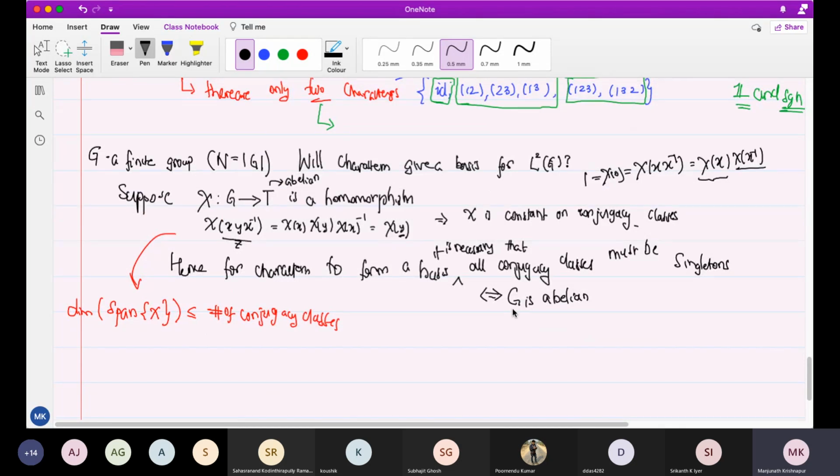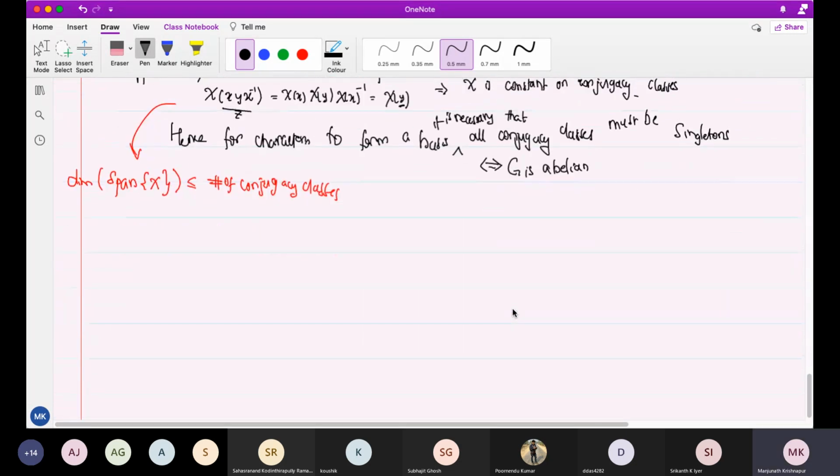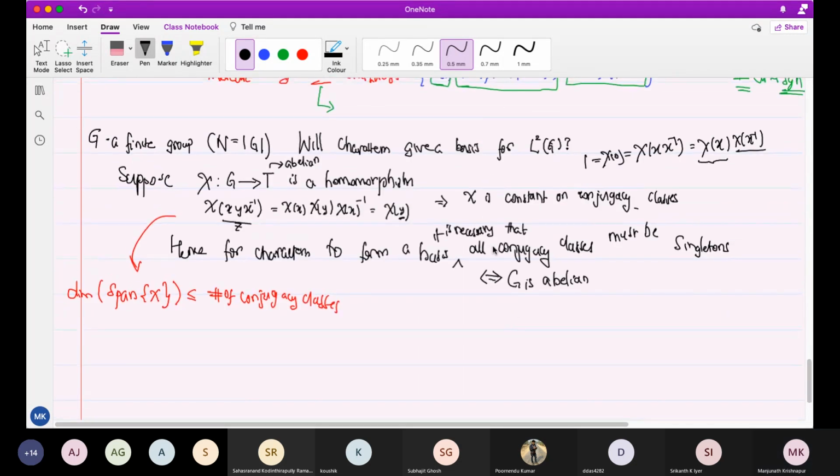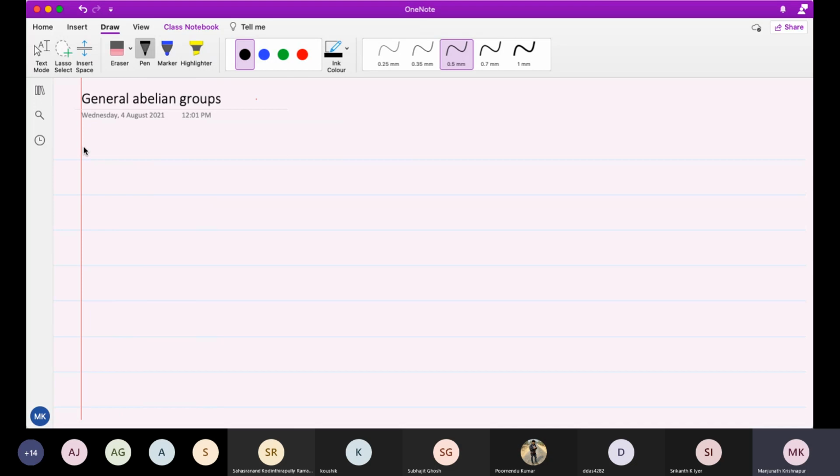So what can we do? Any questions? Okay, so let's go to the general case. What about abelian groups? Can we do it for abelian groups?